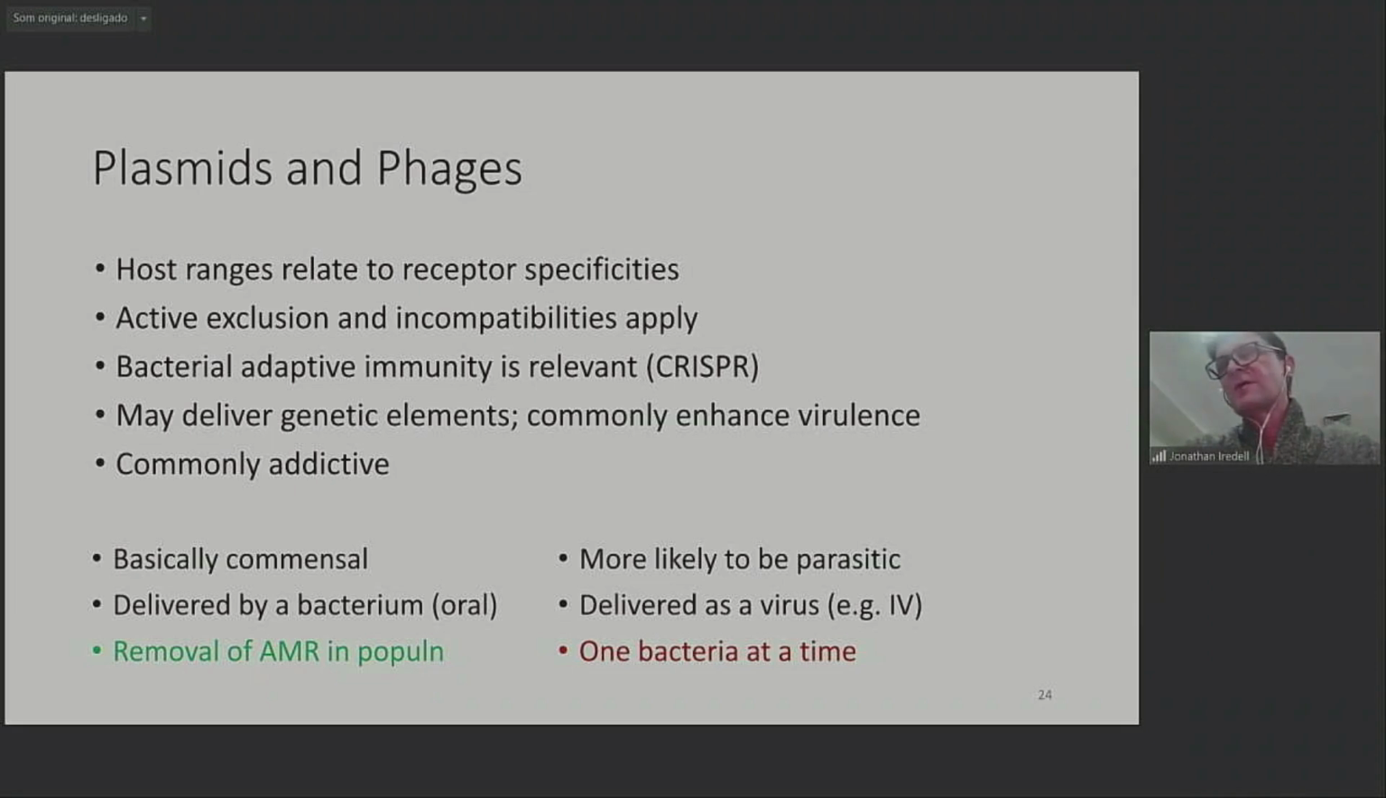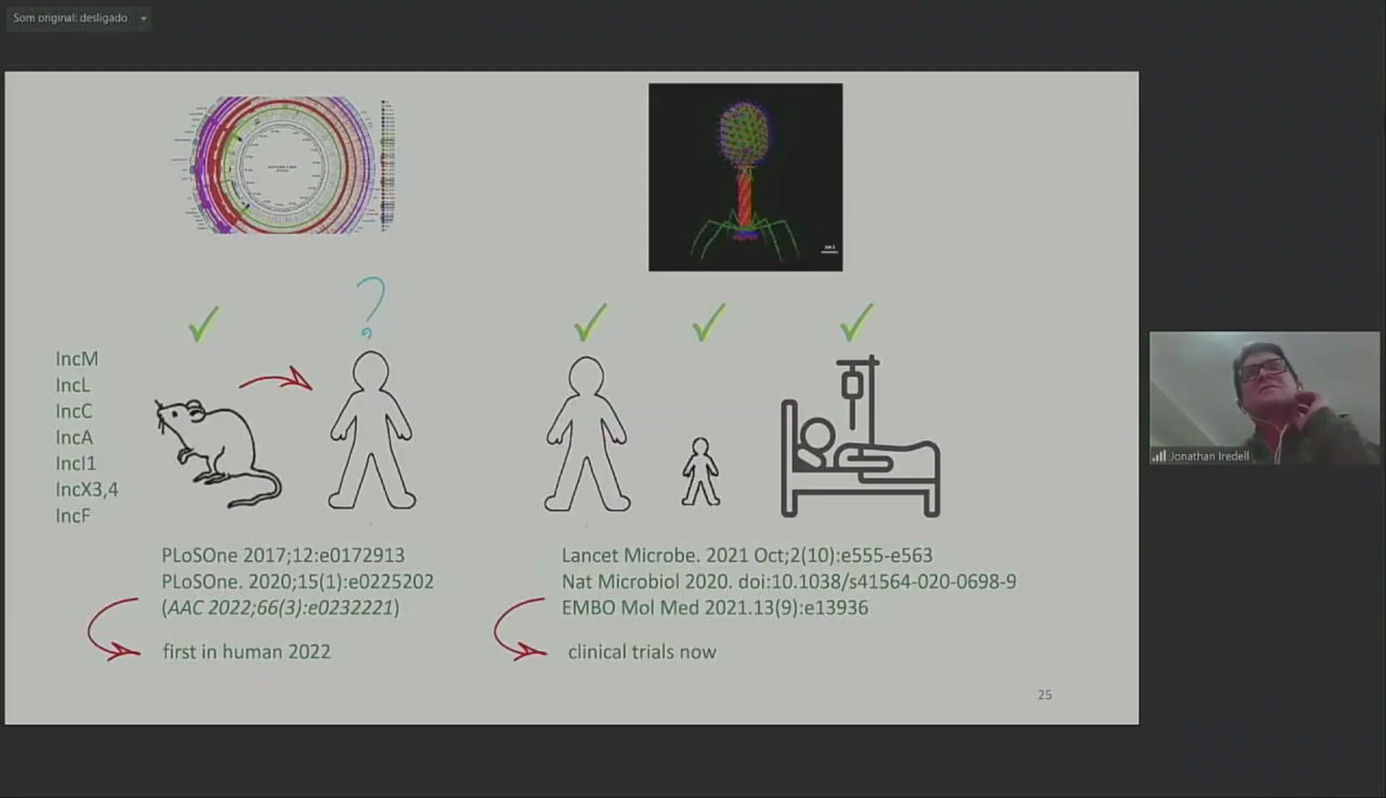But for a phage, we're talking about very specific, one bacteria at a time. So sometimes we just want to get rid of a Pseudomonas from a person. Other times we want to get rid of a KPC on a plasmid that's spread through 3 different bacterial species. So where are we at the moment with these things?